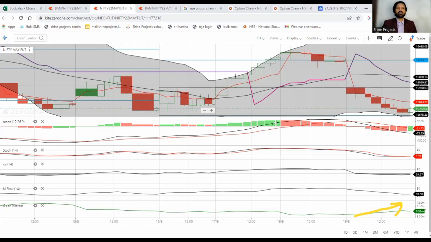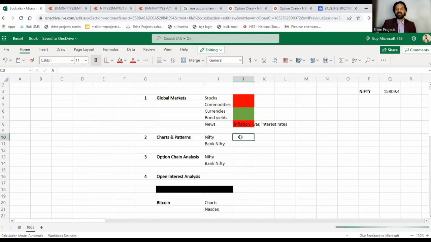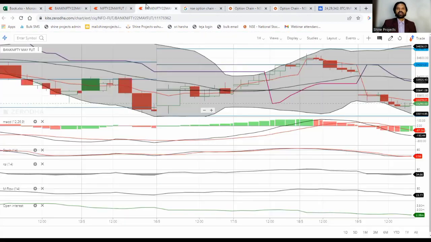So if I have to conclude on the Nifty chart, it is a negative trend overall in all the parameters I have analyzed so far. Okay, so I'll quickly go back to my Excel, and I'm marking Nifty as red. Right. And looking at the Bank Nifty here very quickly.